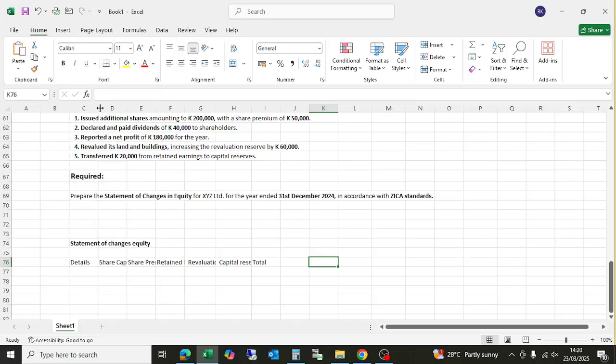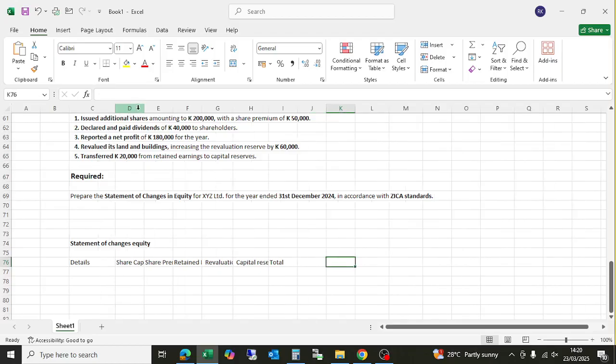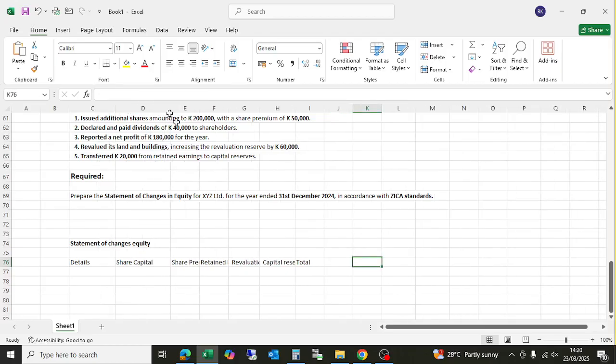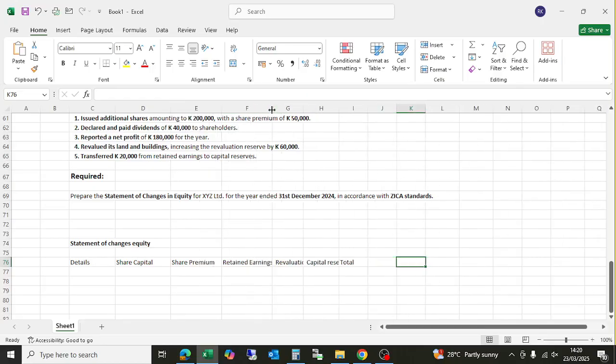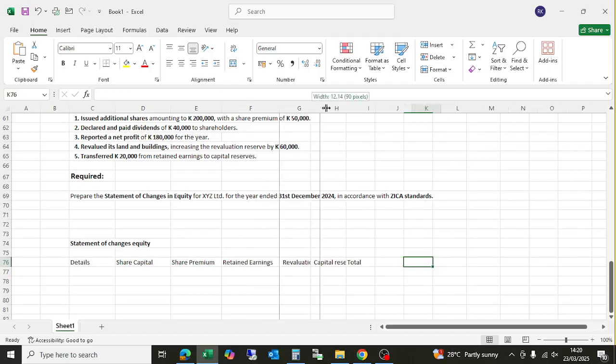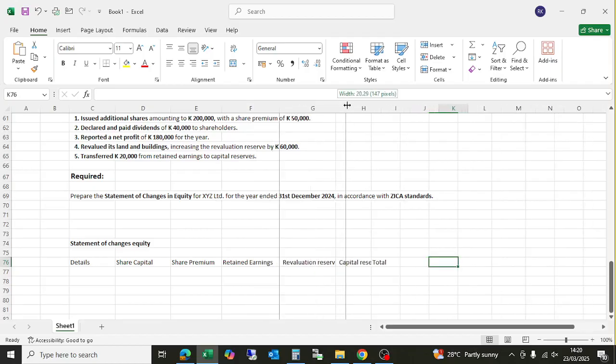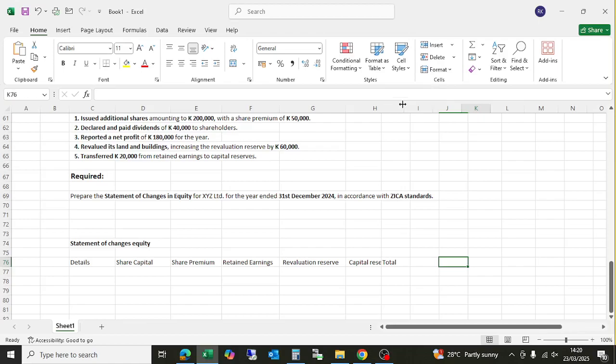Okay, so we have our details right here, which is perfect. We have the details, and then here we have the share capital, then the share premium, then the retained earnings, then the revaluation reserve, and then the capital reserve. I bet the only thing that I didn't talk about in my last video is the revaluation.